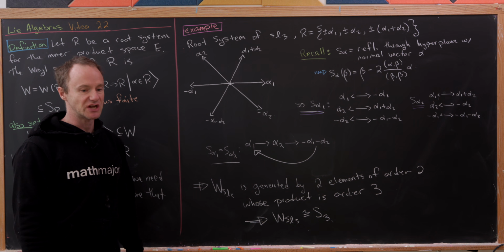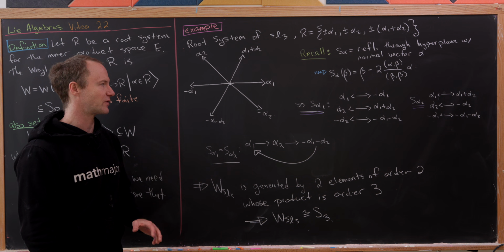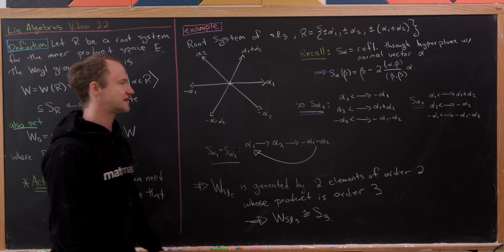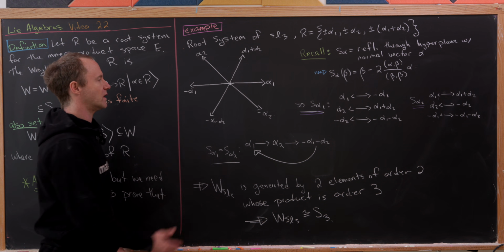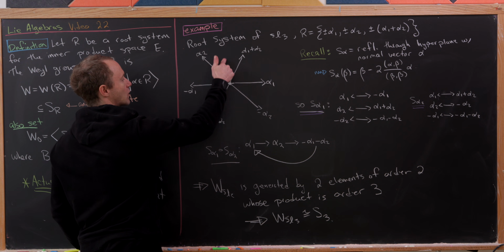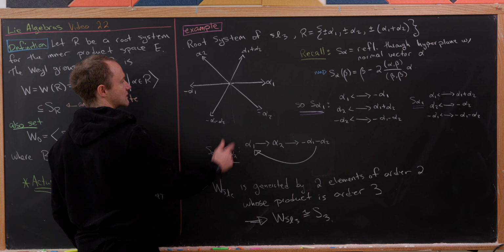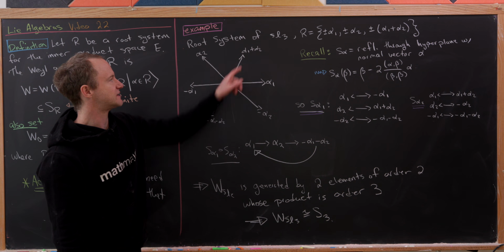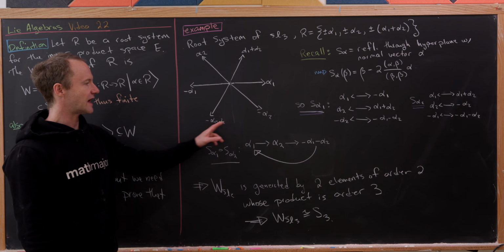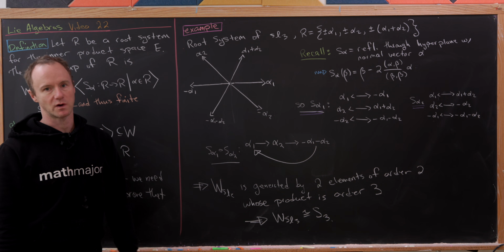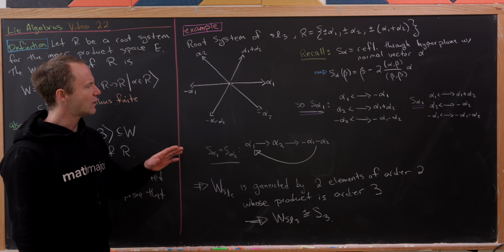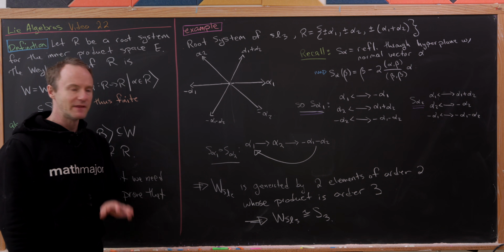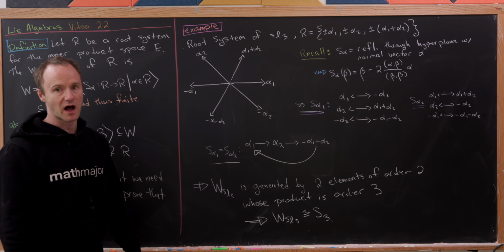But just by the geometry of the reflection about the hyperplane, we can immediately see that S alpha 1 will take alpha 1 to minus alpha 1, because the hyperplane normal to alpha 1 is like this right here. It's like a vertical line. But that means it takes alpha 2 to alpha 1 plus alpha 2, and minus alpha 2 to minus alpha 1 minus alpha 2. And then, you can see something similar for S alpha 2. And then quickly, you can calculate the composition as well.